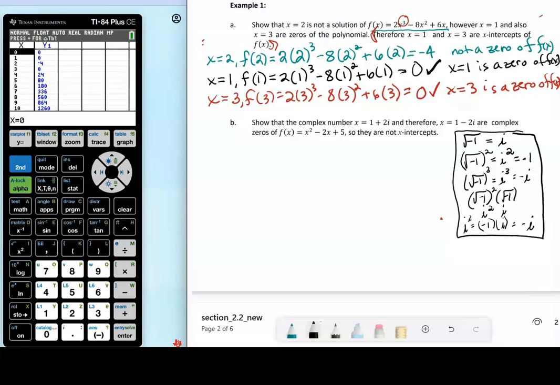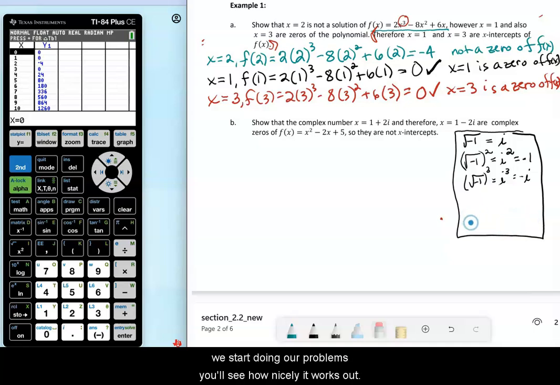That's kind of neat. If it's not neat, you could at least say it's convenient. When we start doing our problems, you'll see how nicely it works out. And then the last thing, the square root of -1 to the 4th is i to the 4th, and that works out to the value of 1.